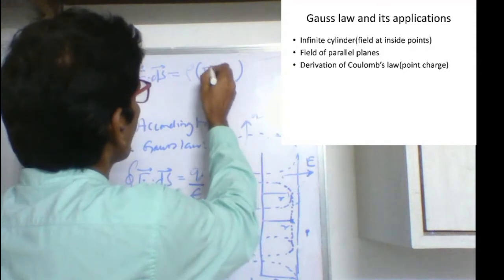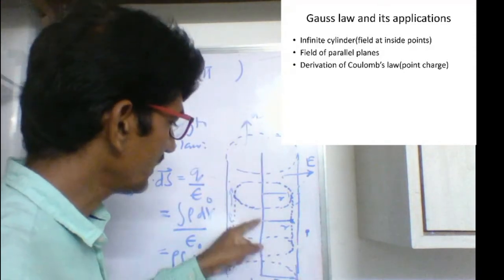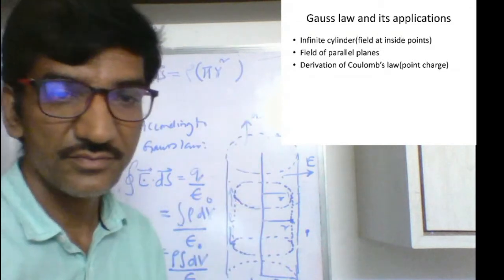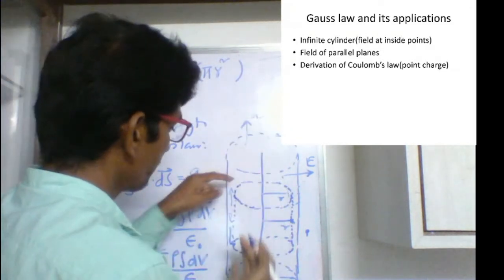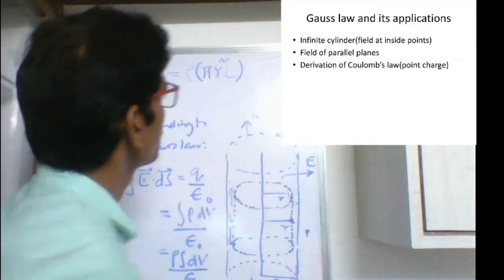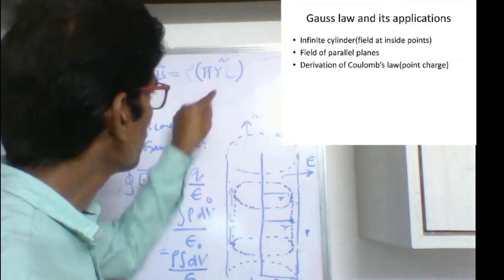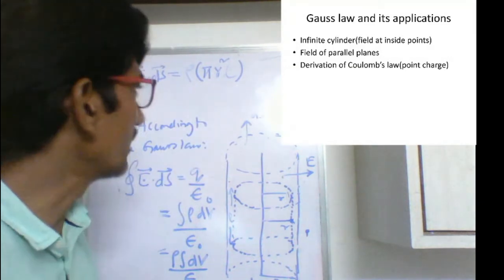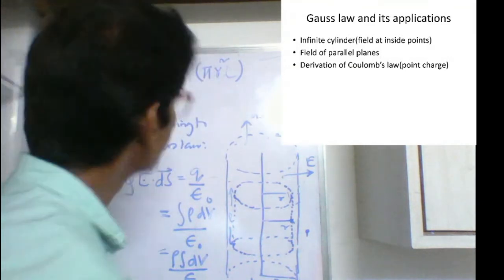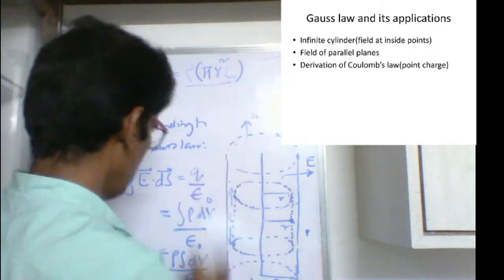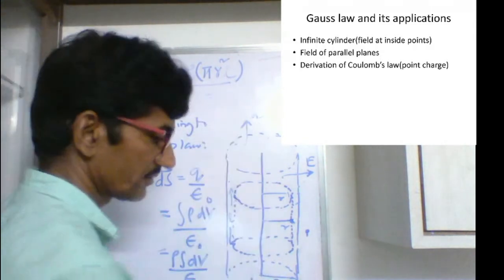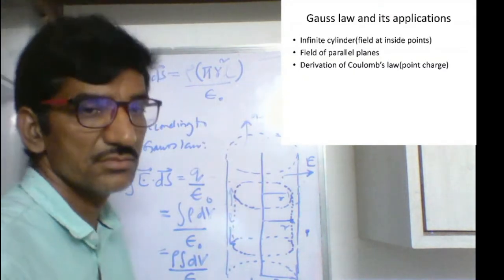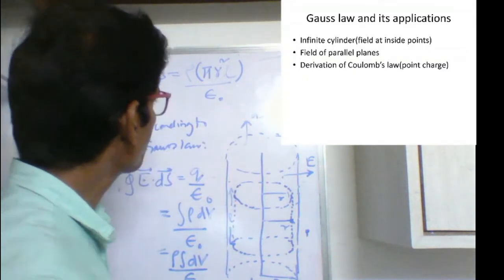Pi. What is your r over here now? Small r. r square. h means height, which is L. Pi r square L. Here you have to be very careful whether you have to take small r or capital R. This thing divided by epsilon naught.